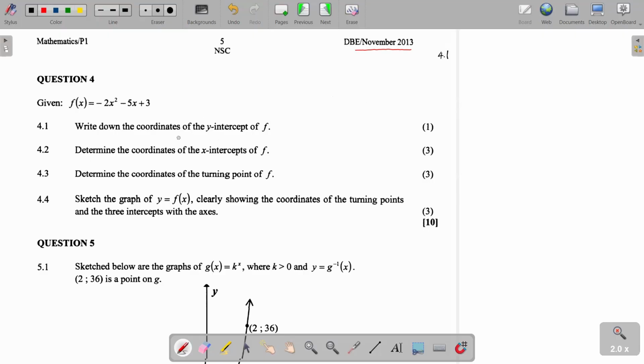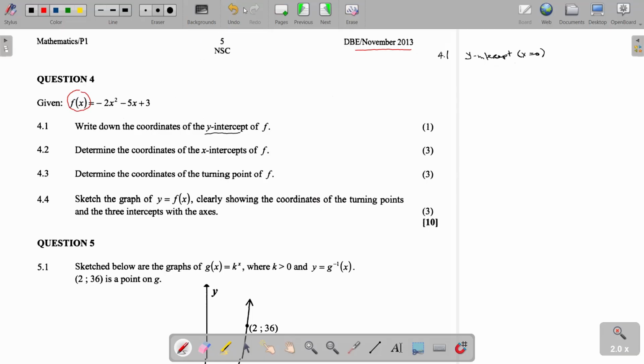In 4.1, they are saying write down the coordinates of the y-intercept of f. So we need the y-intercept. How do we get the y-intercept? We substitute x equal to 0. So it simply means where we are having f(x) here, we substitute by our y.